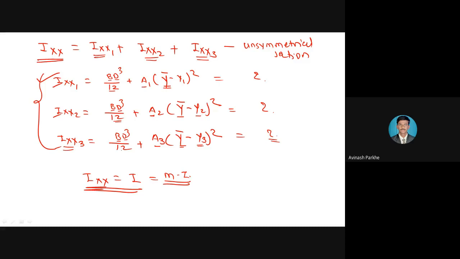For third section, BD cube by 12, again structure is same. Instead of A1 and A2, I have taken A3 because I am calculating Ixx for the third section. Therefore, A3. Again, Y bar is same. Instead of Y1, Y2, I have taken Y3 because I am calculating for the third section. Then calculate Ixx1, Ixx2, Ixx3 separately. Make their additions. Then you will get the capital I, which is called as a moment of inertia. So this is the basic difference between symmetrical I section and the unsymmetrical I section for the calculation of Y bar and the moment of inertia.